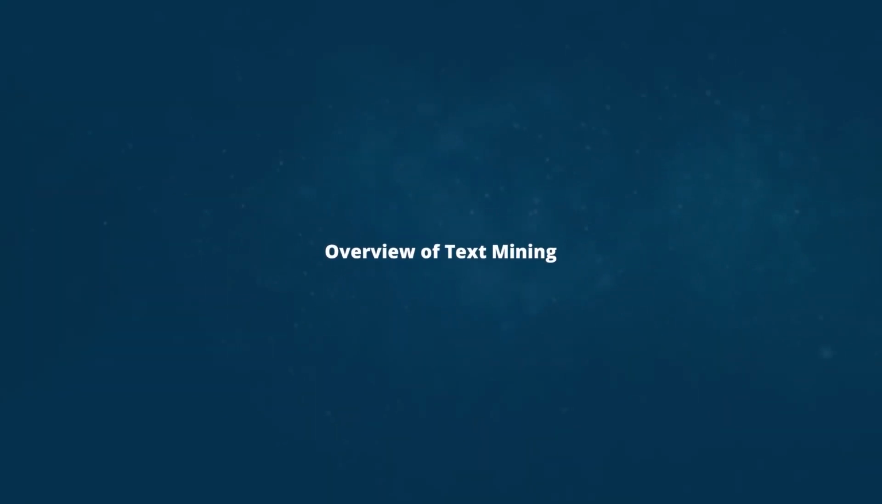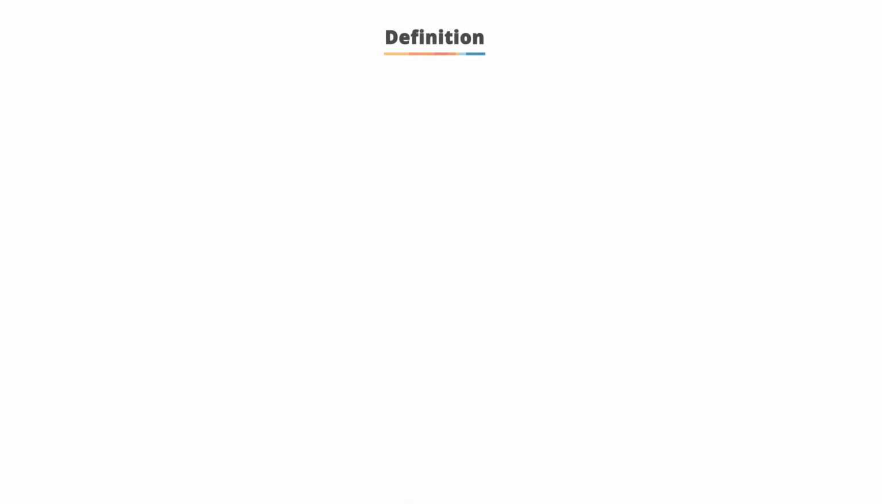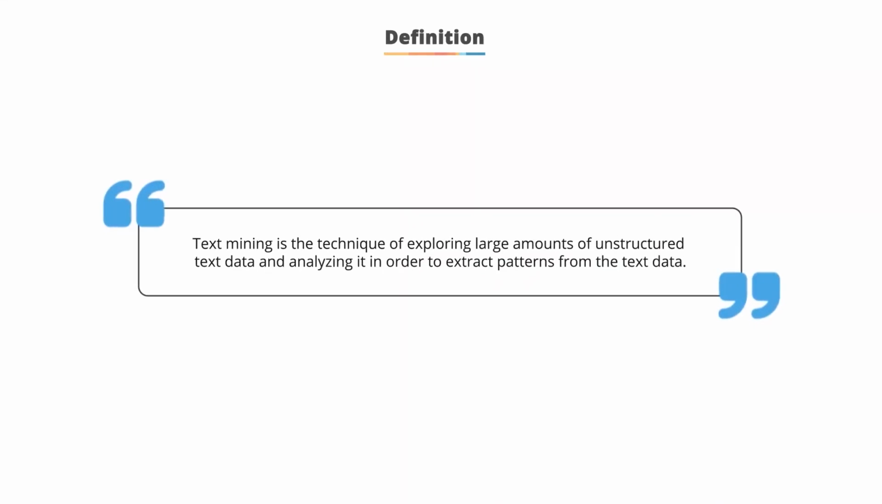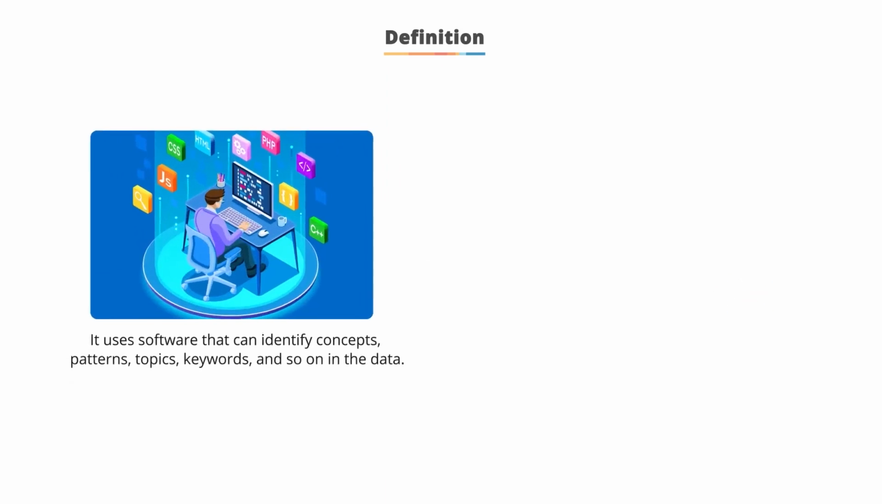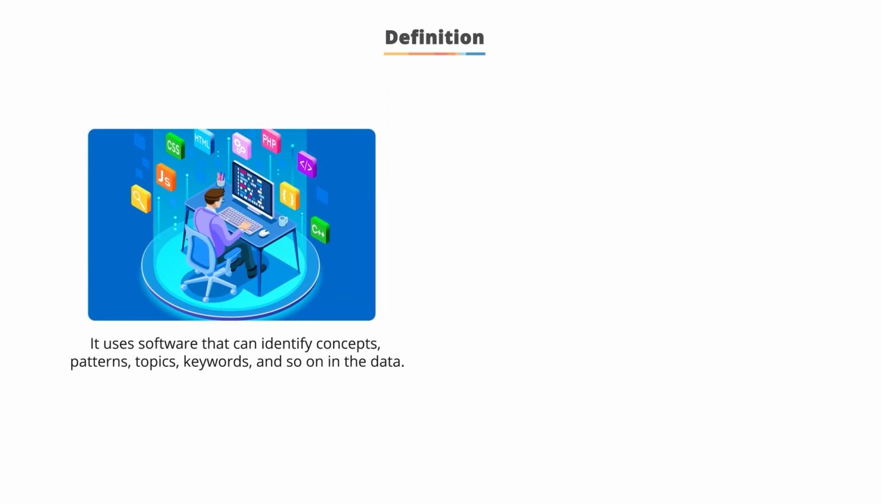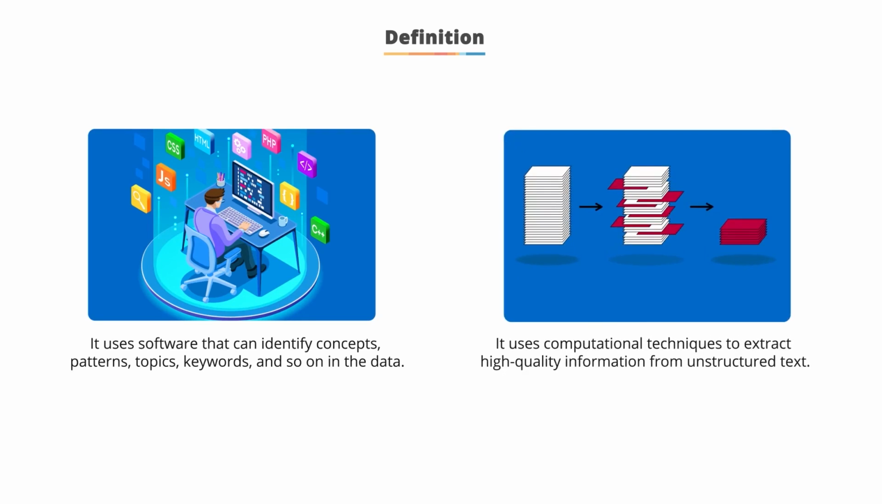Let's go ahead and understand text mining in detail. Let's first understand what text mining is. Text mining is the technique of exploring large amounts of unstructured text data and analyzing it in order to extract patterns from the text data. It is aided by software that can identify concepts, patterns, topics, keywords, and other attributes in the data. It utilizes computational techniques to extract and summarize the high-quality information from unstructured textual resources.